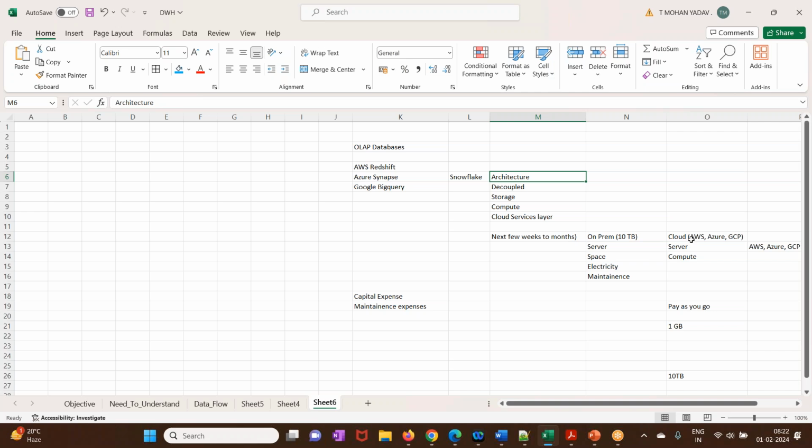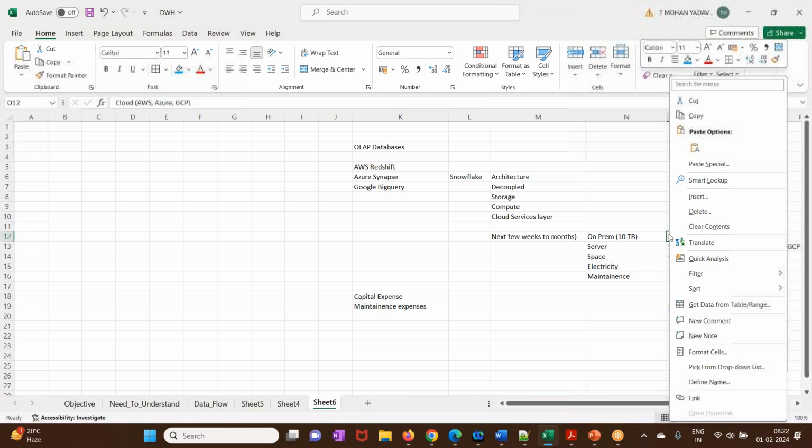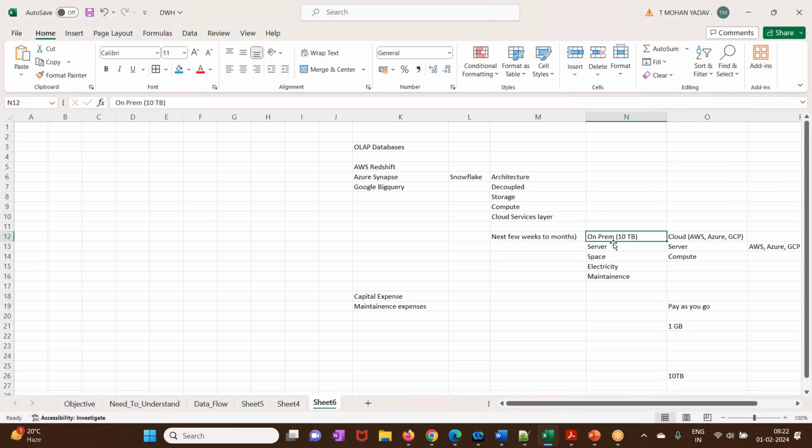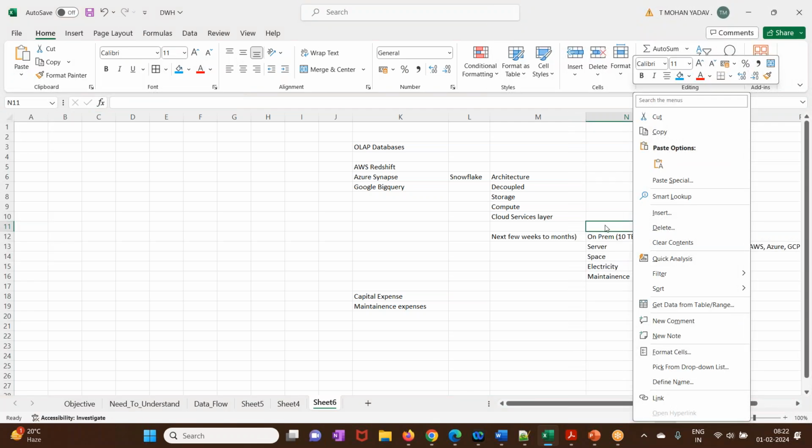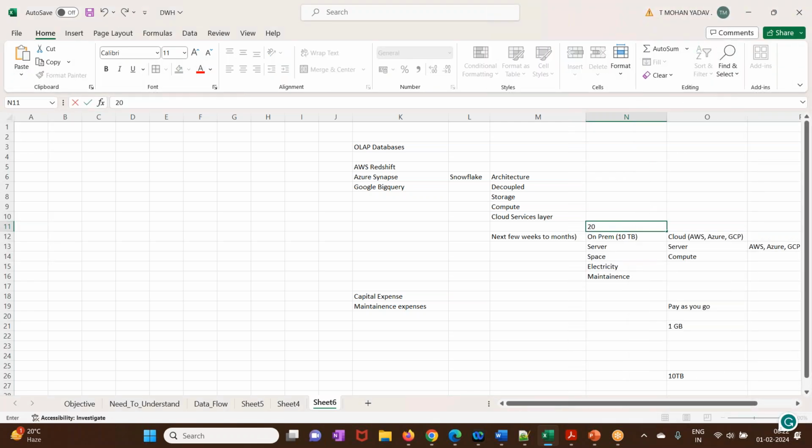Why is cloud preferred nowadays? Let us consider you have built an on-prem system for 10 TB. Suddenly you have a requirement where your data increases up to 200 TB. You don't have the capital expense. You would need to incur a lot of capital expense to build for 200 TB of data again. But in the cloud, you don't need to incur all that capital expense.